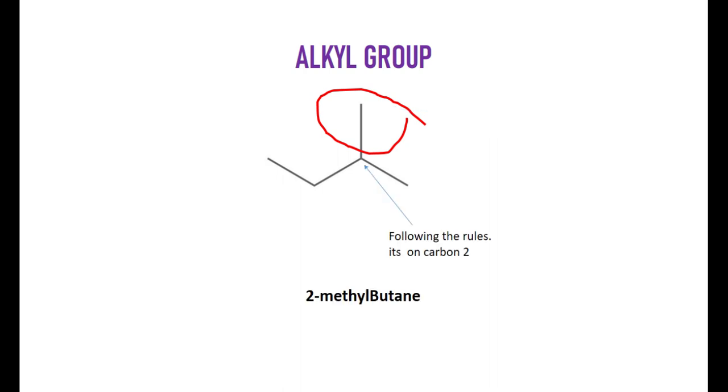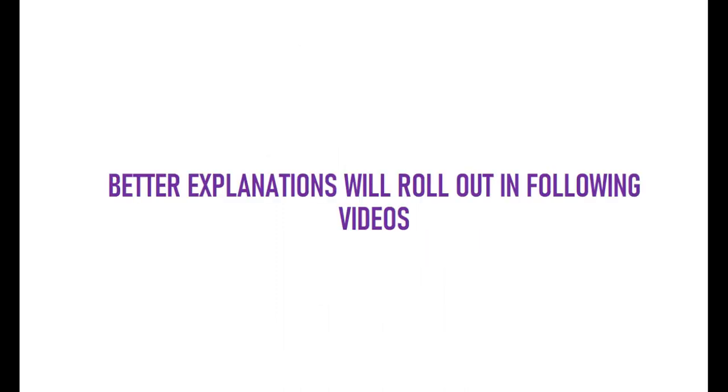To name this hydrocarbon, it is what? 2-methylbutane. And it is butane because by the time you count the parent chain, you have how many carbons? 4 carbons. So butane. Well, anyways, I hope you got this one.